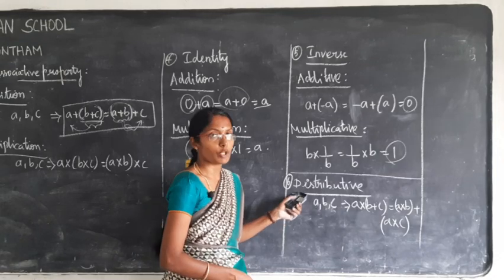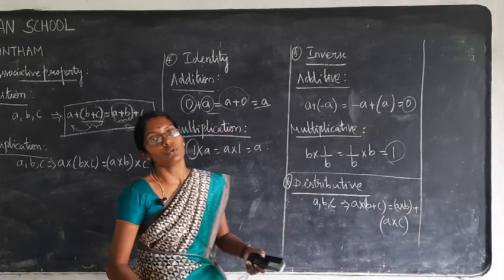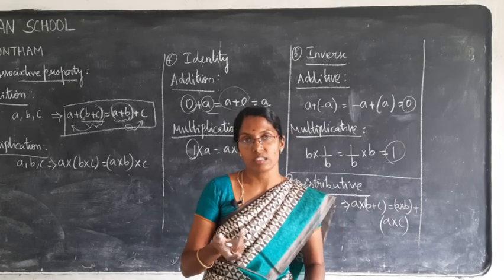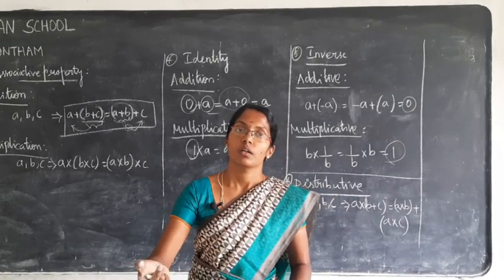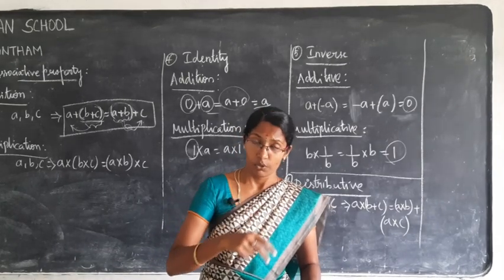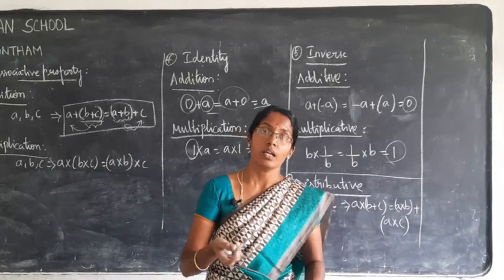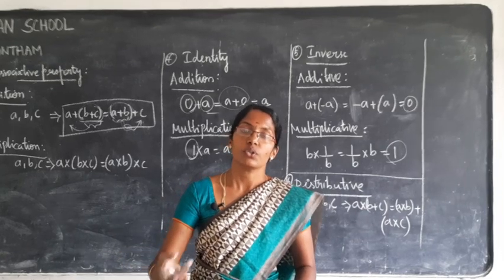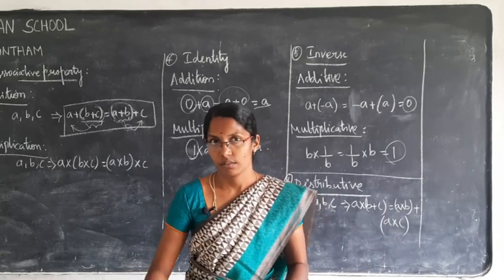Next one, distributive property. What do you mean by distribute? Say 5 chocolates or 4 pencils are distributed among you. In your class, you have 10 students. Your teacher comes there and distributes 5 notebooks. So distribute means spread. Okay.